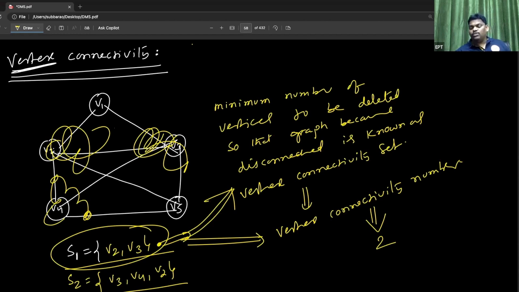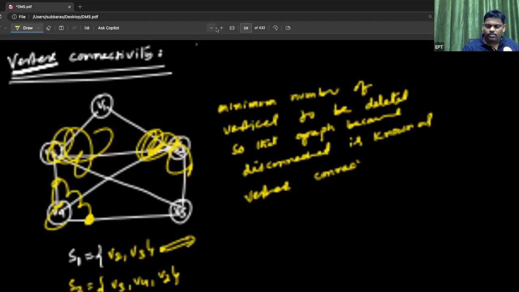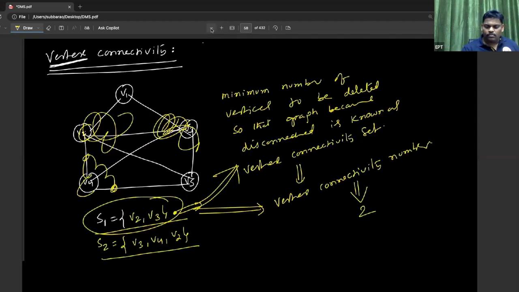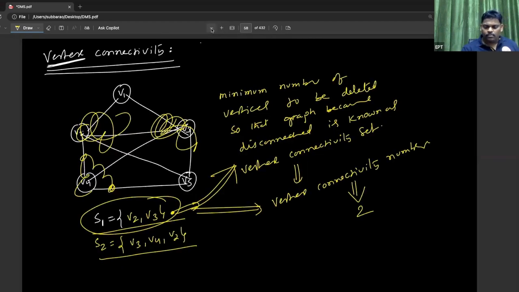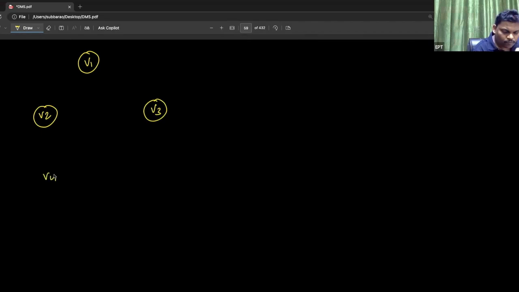Minimum how many vertices you have to delete. Similarly, minimum how many edges you have to delete, that is called the edge connectivity number. Write that also. Just write that. V1, V2, V3, V4, V5.